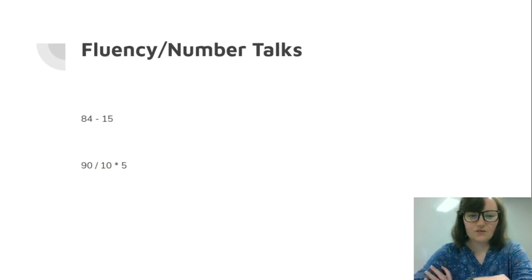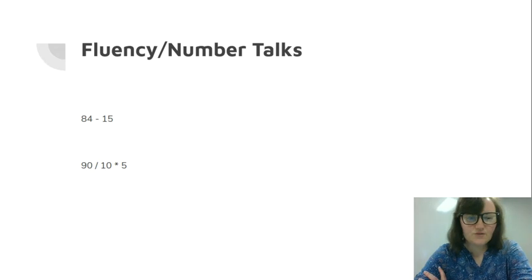All right, so we only have 2 questions for our fluency and number talks. And the first one is 84 subtract 15. Okay, so I did 80 subtract 10, which is 70. And then you can't do 4 subtract 5. So I had to do 74 subtract 5. So 74, 73, 72, 71, 70, 69. So 69 is the answer.